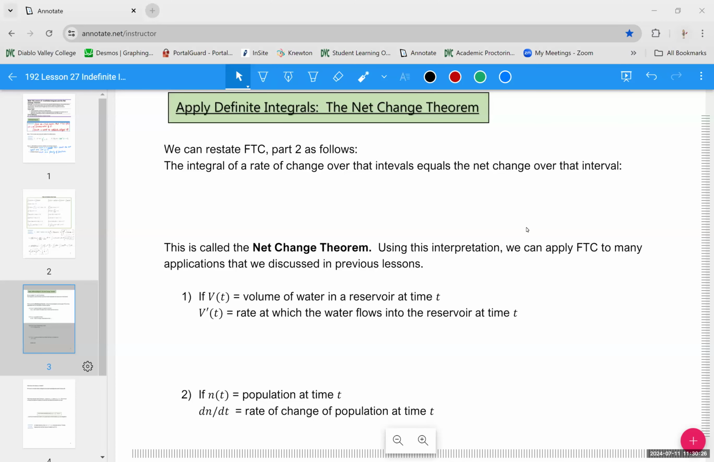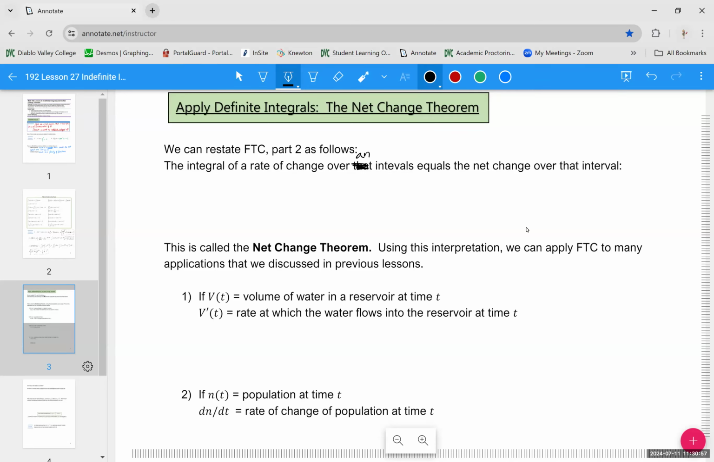Okay, so what we're going to do in the rest of this lesson is talk about what's called the net change theorem. And what we're going to basically talk about is what the definite integral represents beyond just a net signed area. Okay, so the fundamental theorem of calculus part 2, we can kind of rewrite it. And I see that I've got a wrong word here. So this should be and.